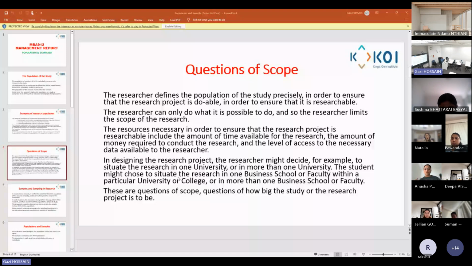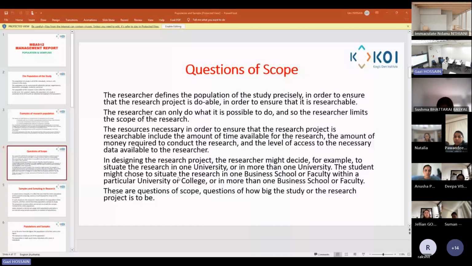Studying the entire population may not be possible. It is not doable. It is not researchable. It is beyond the capacity of the researcher. Therefore, we need to go ahead and carry out our research with the sample.